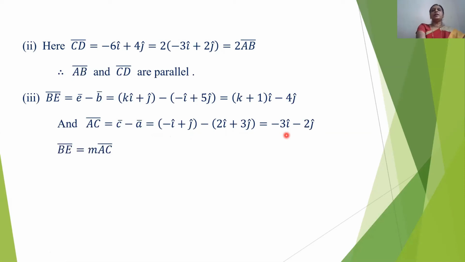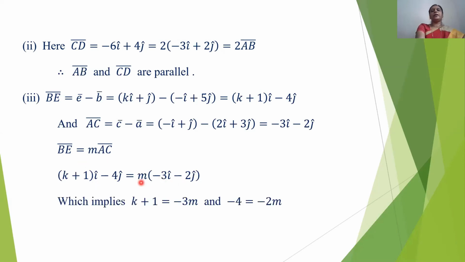Now what is given? Here it is given that BE and AC are parallel vectors. If two vectors are parallel, then there exists a non-zero scalar such that one vector can be expressed as a scalar multiple of the other. Suppose there exists a non-zero scalar m such that BE bar can be written as m times AC bar. Then you keep the value of BE bar and AC bar. Compare these two vectors. Here open the bracket. This will be minus 3mi minus 2mj.